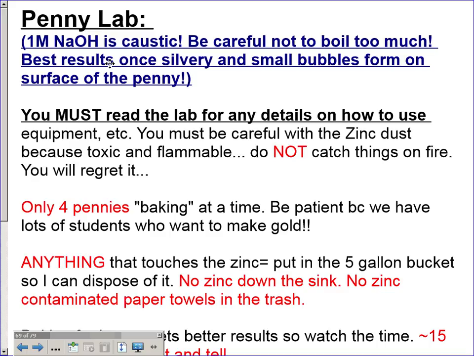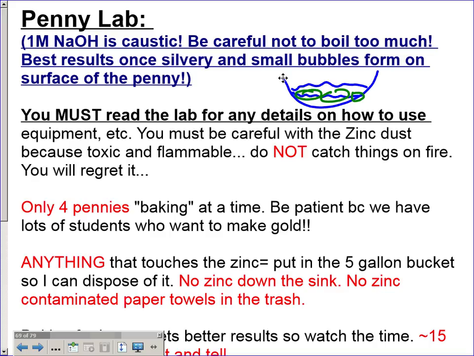As we put our pennies into our zinc, I have the zinc layer already down here. We're going to add our pennies on top. Then I'm going to add another layer of zinc on top to make like a little cookie, like an Oreo. And that's going to create the ability for the alloy to form. So you have to read the lab really, really carefully. You can only bake about 4 pennies in a dish at a time.